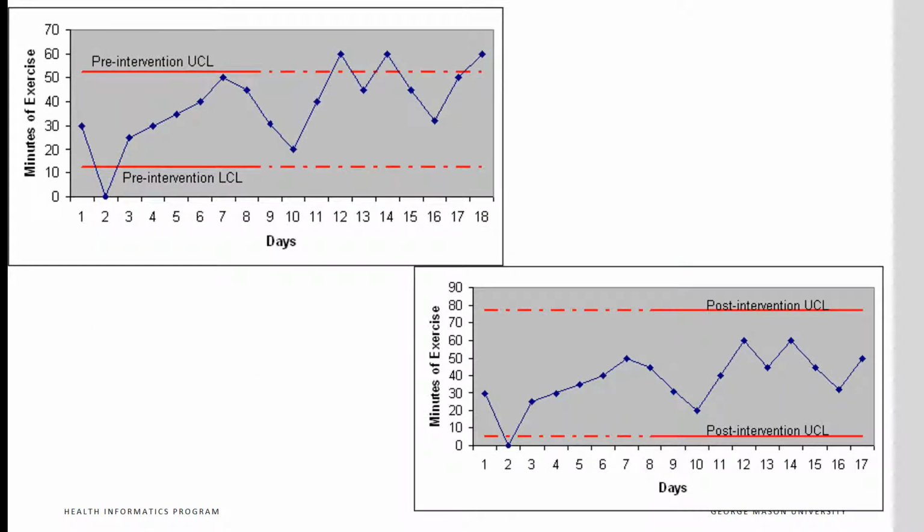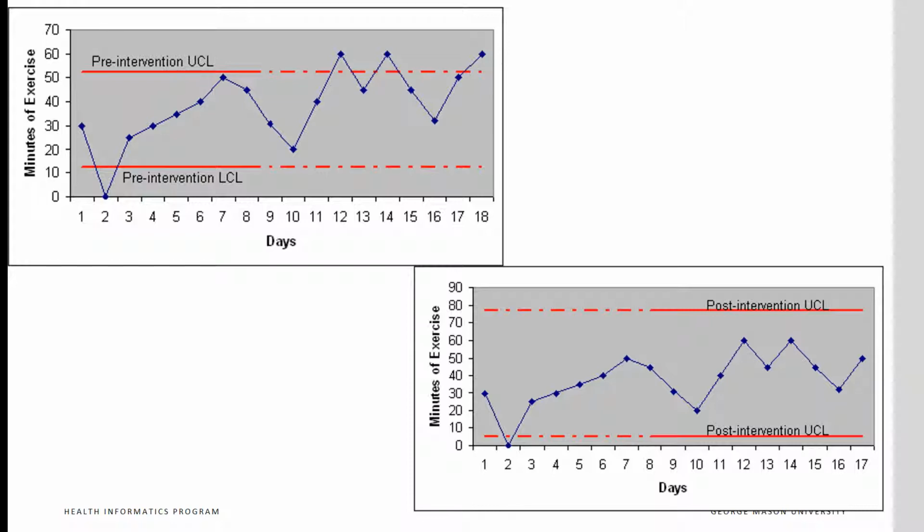Note that both analyses are based on the same data. Both analyses compare the pre- and post-intervention data by contrasting the observations in one period to the control limits derived from the other period. In one case, the control limits are drawn from the pre-intervention period and in the other from the post-intervention period. Note the radical difference of the control limits derived from the two time periods.